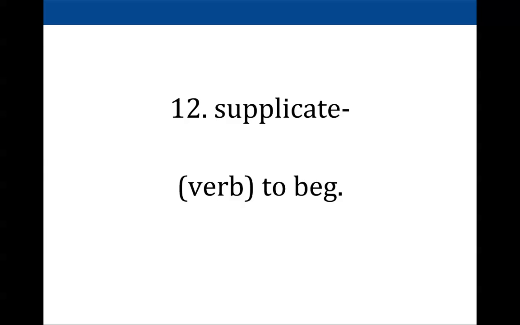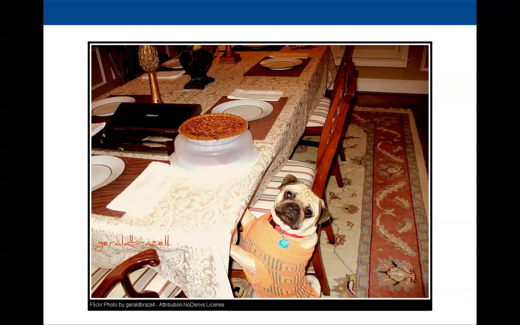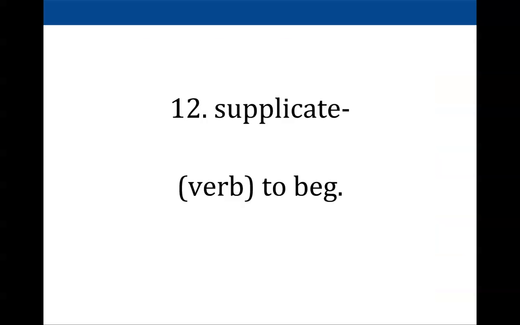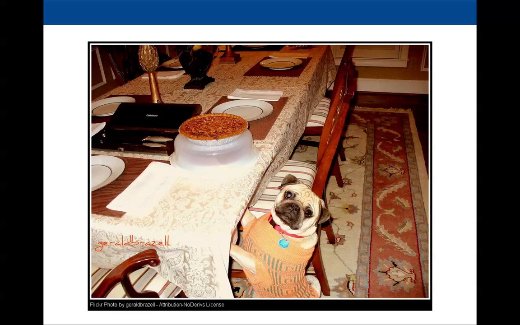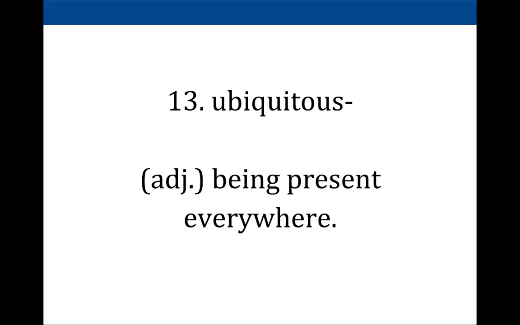12 is supplicate. And supplicate is a verb, which means to beg, to petition for something, to plead. And so the noun form of this word, which is also a word you'll encounter, is supplication, which is the act of begging or petitioning or pleading for something. So a lot of times animals will be guilty of this. They'll come up to the table and they will be begging for food, right? So they are supplicating, wanting something that clearly they shouldn't have.